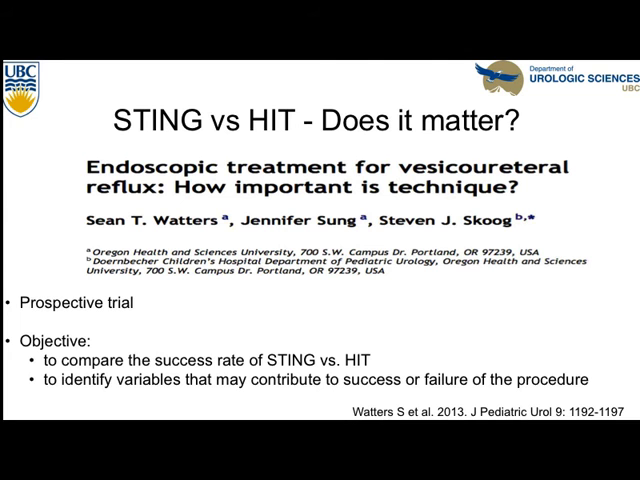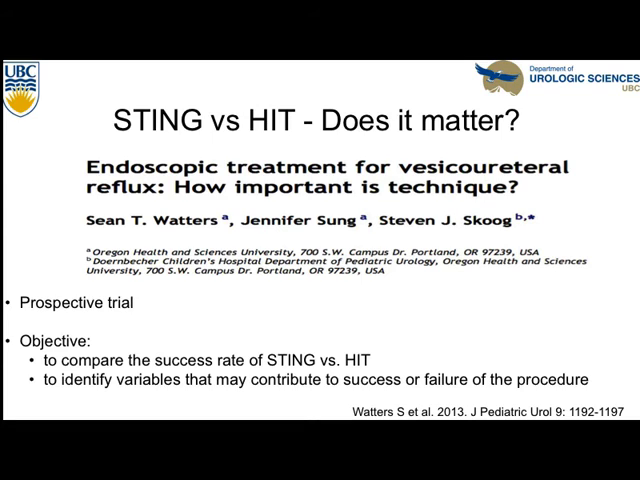Then I asked myself, is there one method that's better than the other? STING versus HIT, does it matter? So this was a prospective trial done in Portland, and the objective really was to compare the success rate of STING versus HIT procedures. And they wanted to identify the variables that may contribute to success or failure from these.